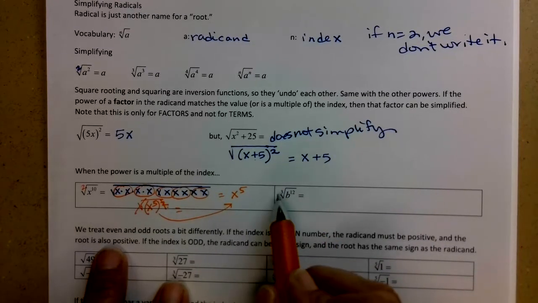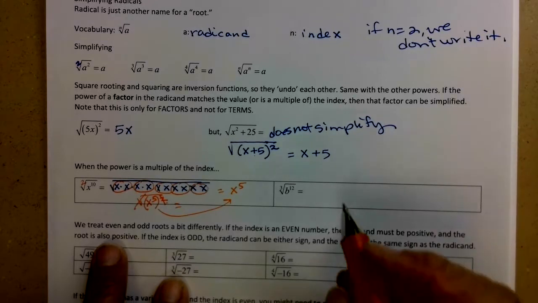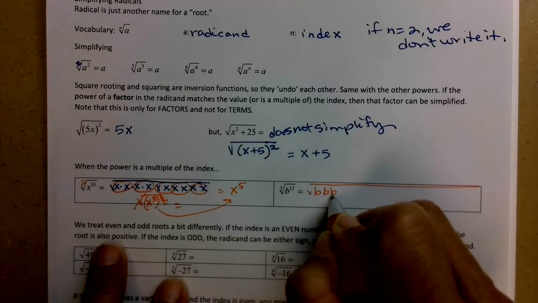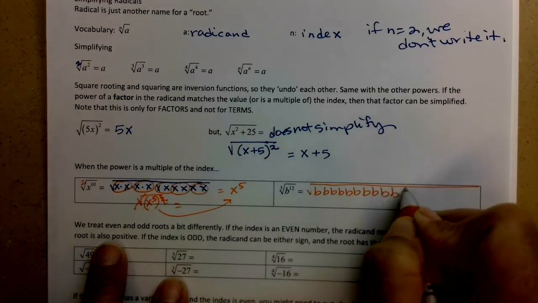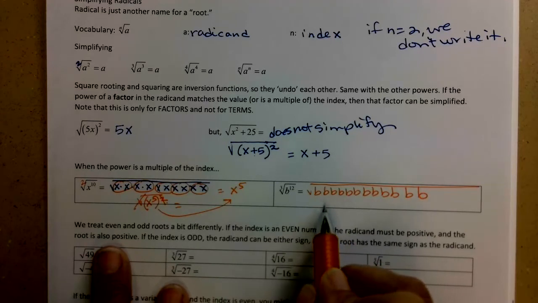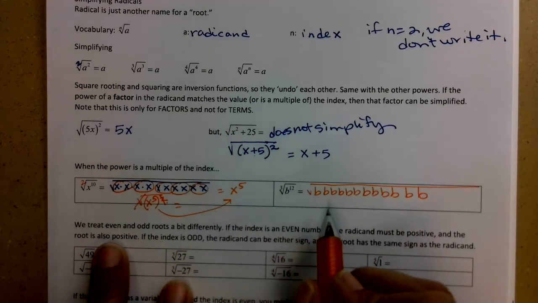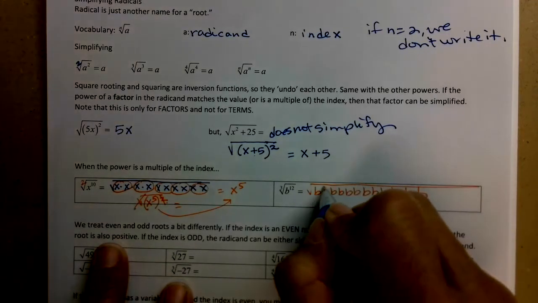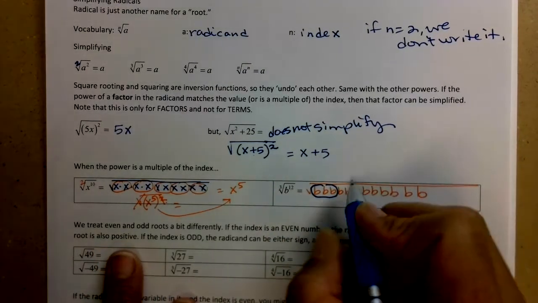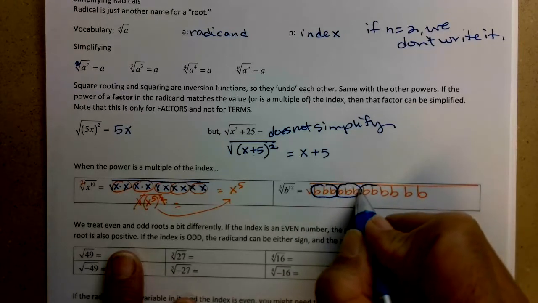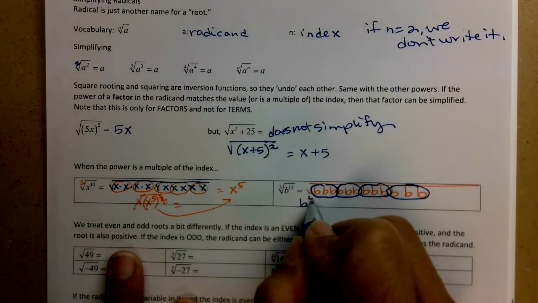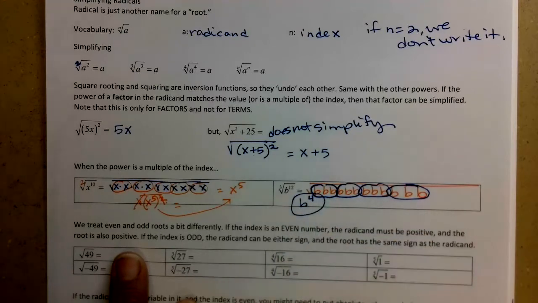Let's go ahead and do our cube root of b to the 12th. Write out all your b's: 1, 2, 3, 4, 5, 6, 7, 8, 9, 10, 11, 12. Since it's a cube root, I need 3 of the same factor to come out, to be a perfect cube. So circle up your groups of 3. Once I said that, maybe you're thinking, oh, but 3 goes into 12, so I know how many groups I'm going to have. So 1, 2, 3, 4 complete groups of 3. That's going to be b to the 4th once it's simplified.